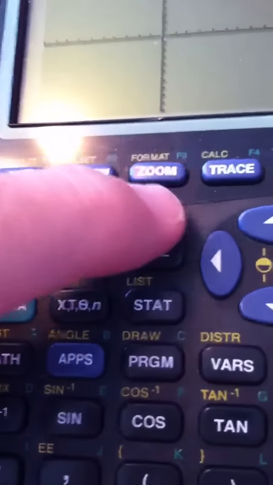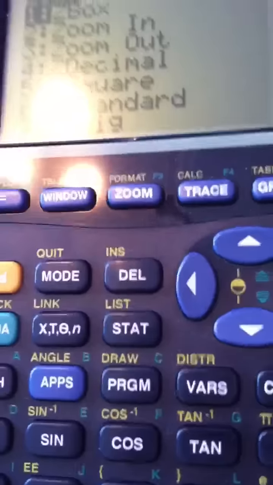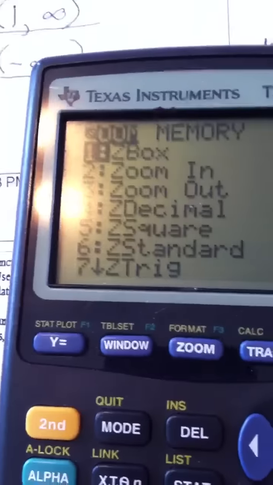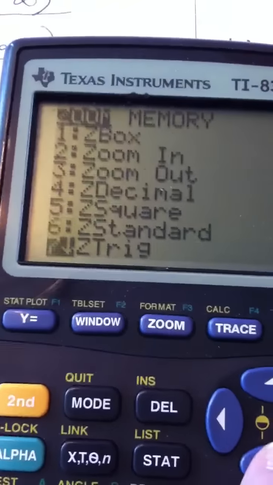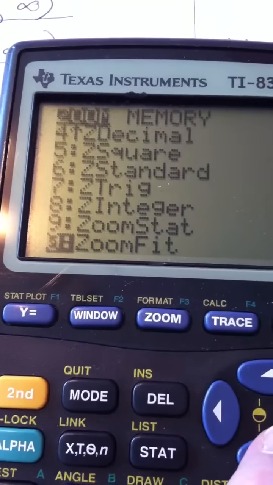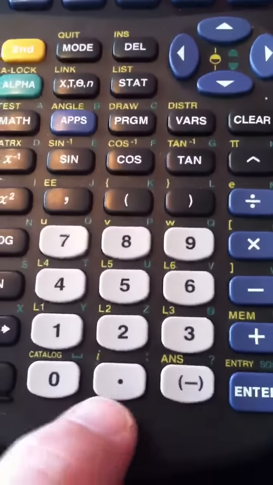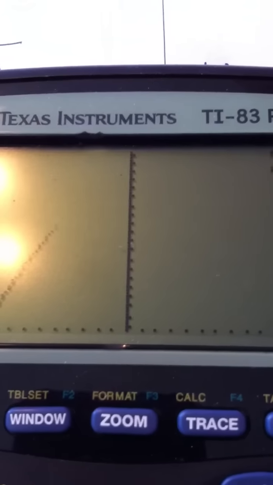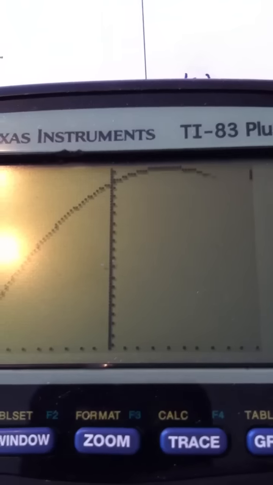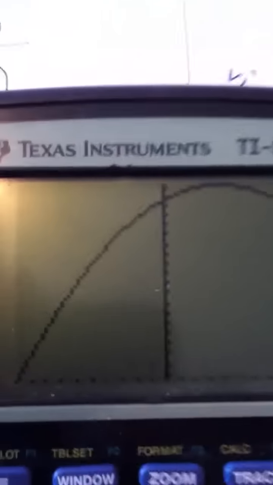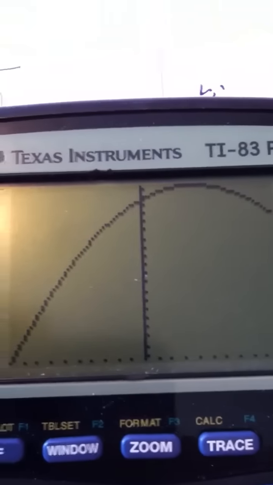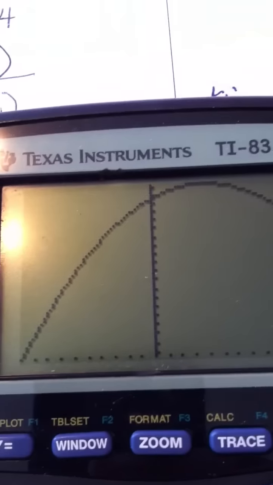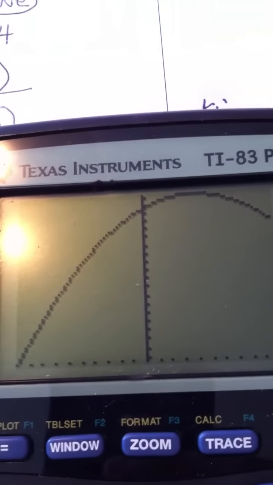An option for doing that is an option called zoom, and then use your arrow key. A lot of people don't even know it's here. Go down to zoom 0, which is called zoom fit. And what that does for us is it shows a heck of a lot more of the graph than it did before. It automatically alters the window settings for us for part of the graph to show up.